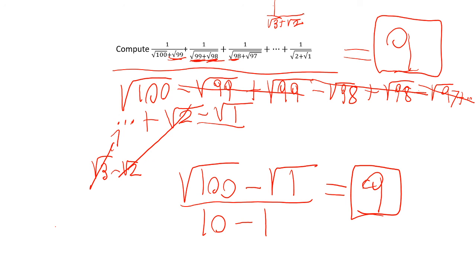If the pattern continues, you have a root 2 over here, root 2. But of course, this is going to be a negative once you rationalize it. And the only terms that don't get canceled are root 1 and root 100. So these two don't get canceled. So hopefully this video was helpful, and yeah, it's telescoping series.